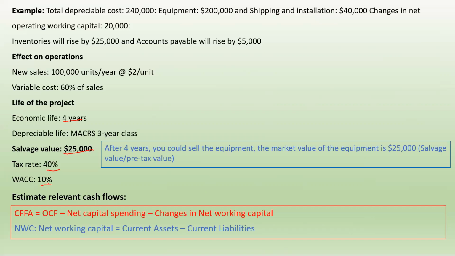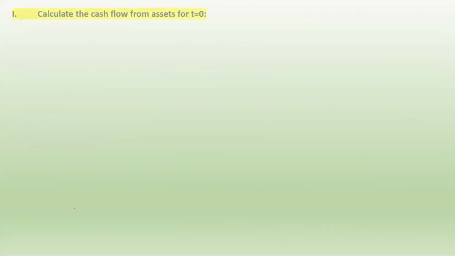So of course, we need to calculate cash flow from assets equals operating cash flow minus net capital spending minus changes in net working capital. Again, try to refresh your memory. Net working capital equals current assets minus current liabilities. So calculate the cash flow from assets for t equal to 0.